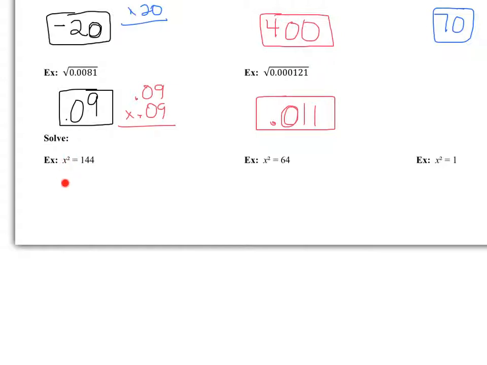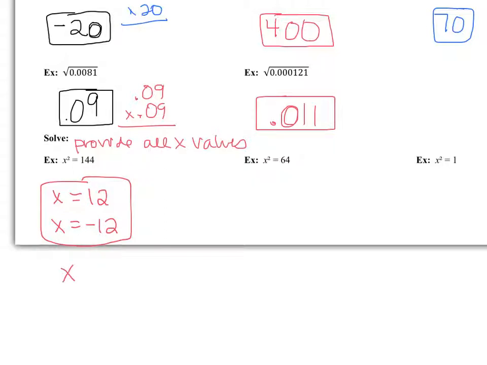When you see a problem like this that's solving, you're being asked to provide all values for x, or provide all x values. So the first number that x could be, that if you square it to get 144, would be 12. But then another number exists as well. It could also be negative 12. You could write your answer like this, or you could write your answer like this. Remember that the inverse operation to squaring is square rooting, so that's really what you're doing to both sides. It's just that you need to make sure you give both the positive and negative answers, since x could be either 12 or negative 12 in this case.